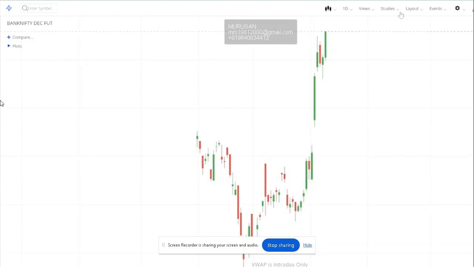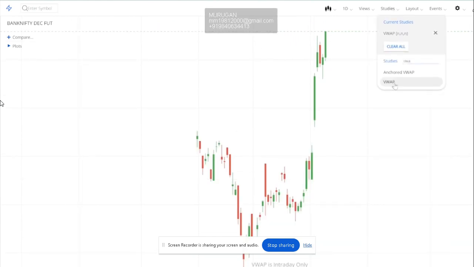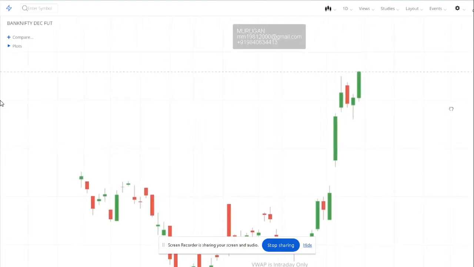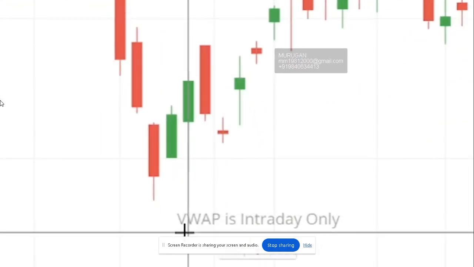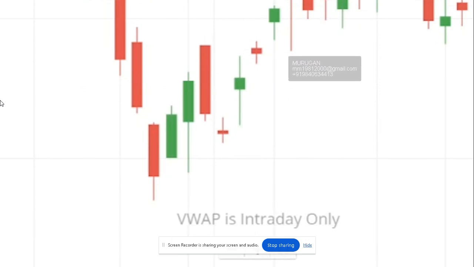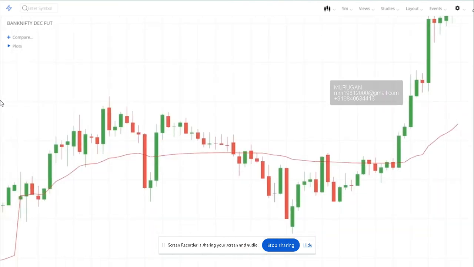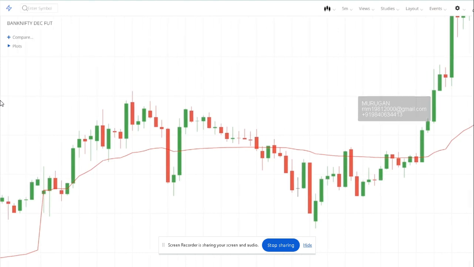Close this Elder Force Index. Go to VWAP. VWAP is available only for intraday. So we see for 5 minutes. This is the volume weighted average price.